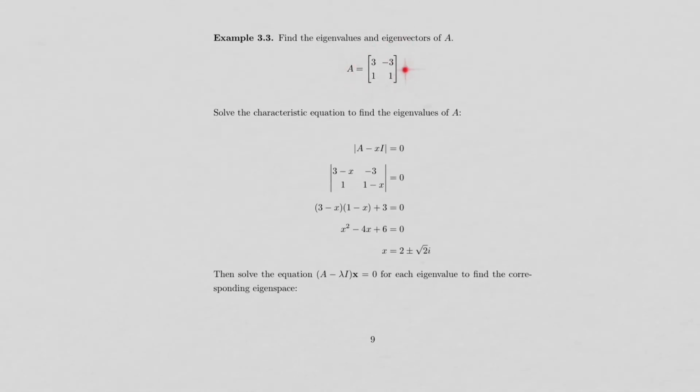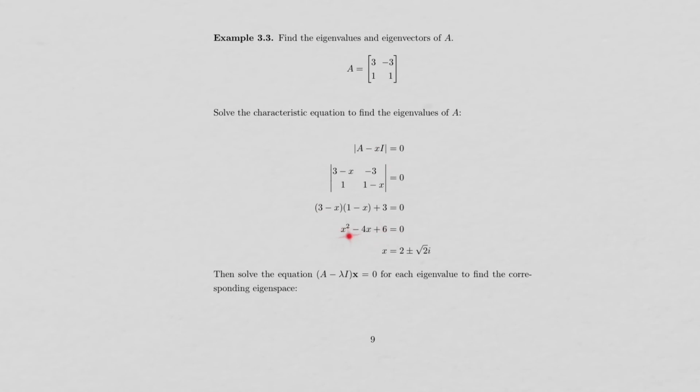Okay, one more example. We have another little 2 by 2 matrix, which may seem like we're going backwards to easier examples, but as you'll see, we're going to get complex eigenvalues here, so it's a little bit harder. We do the same thing. We solve the characteristic equation. We subtract an x from each of the main diagonal entries, do the determinant, get our characteristic polynomial.